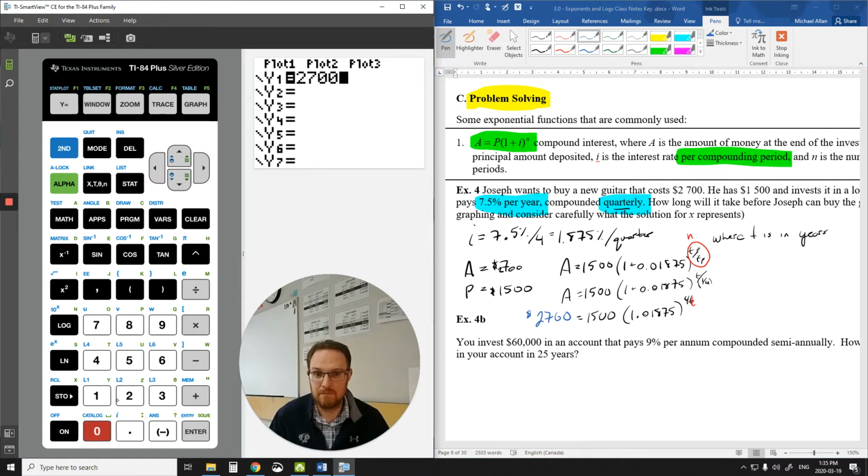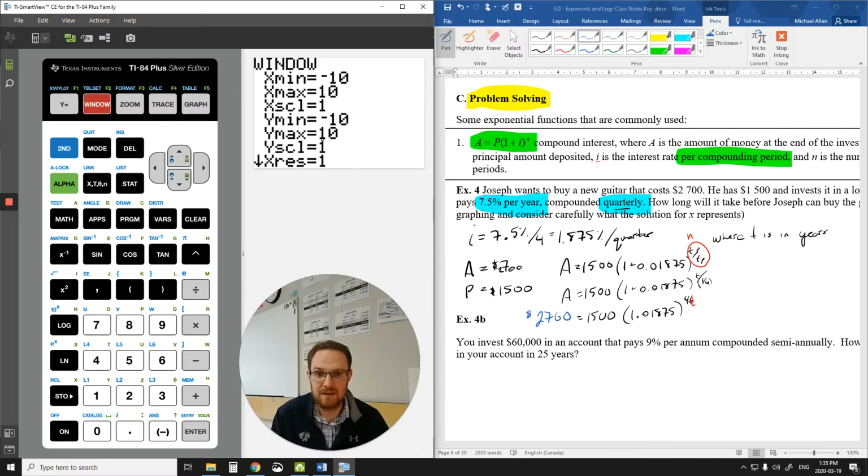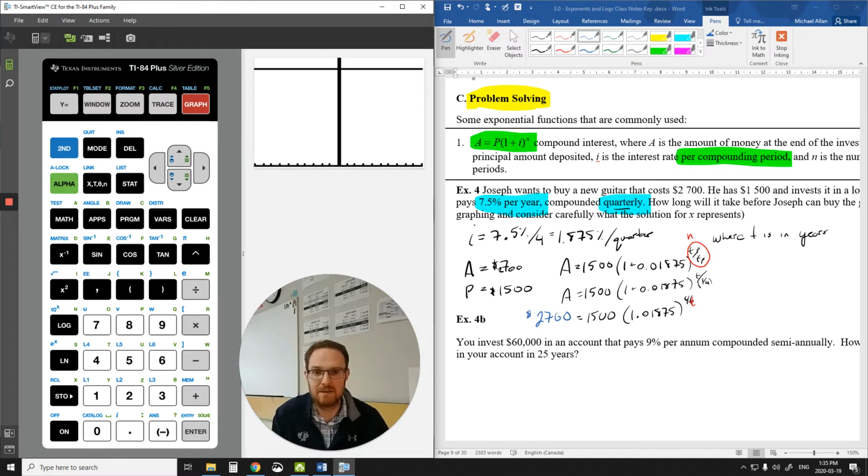I'm just going to mention now, if I graph right now, you're not going to see the line for 2,700 because the window only goes up to 10 in the Y max. So you want to make sure that your graph can at least see the 2,700. I'm just going to put 3,000 there for now. Okay, so I hit graph there, and I can see my line now going across the top.